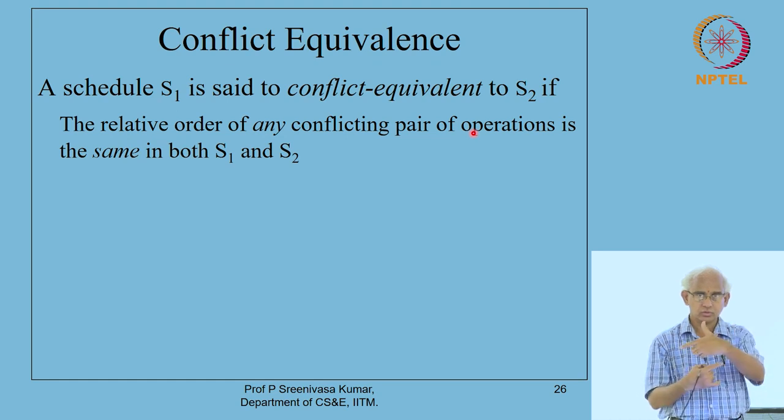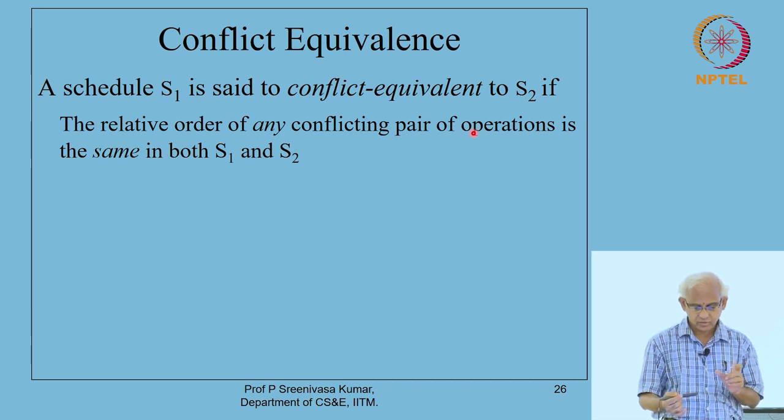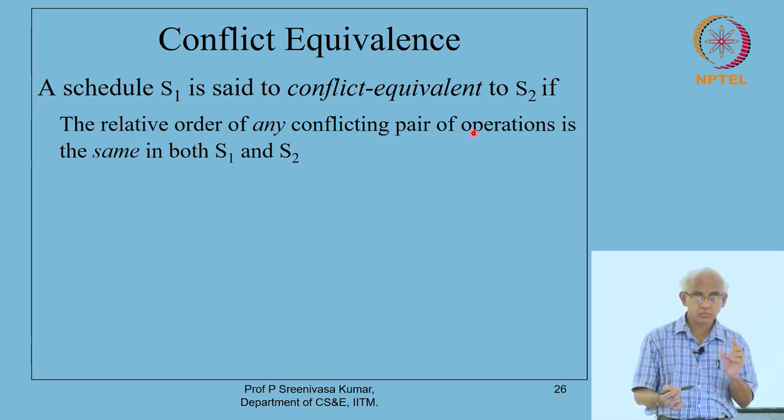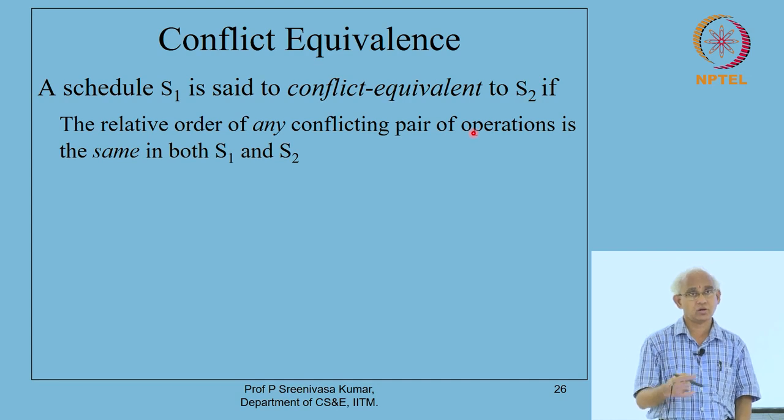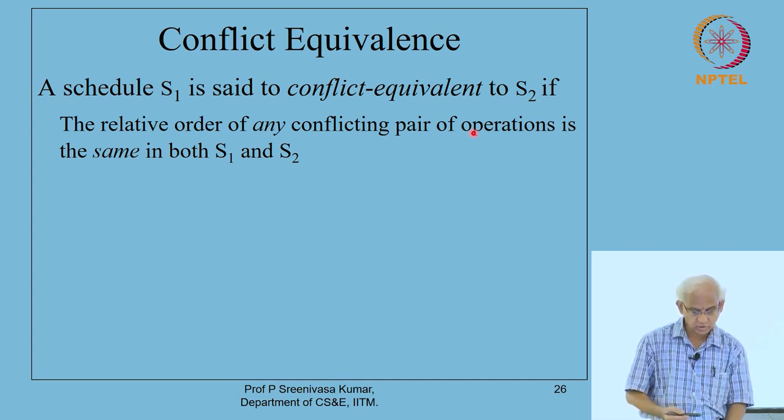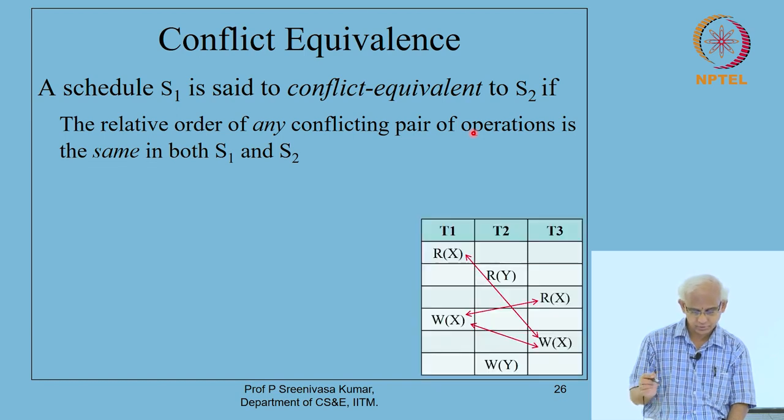So, you have two schedules and you focus on the conflicting pairs of operations. Each conflicting pair will have a read occurring and a write occurring and things like that. So, you look at them. If the conflicting pairs occur in the same order in both S1 and S2, for all of those conflicting pairs, then we call them conflict equivalent. Okay, let me show you an example. Let us take the same schedule.